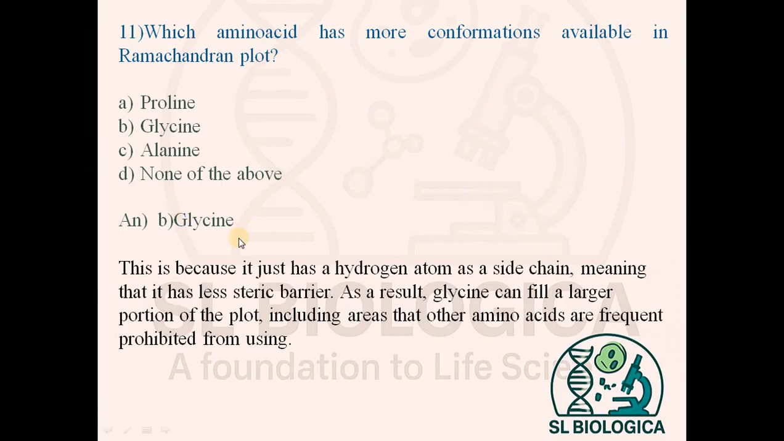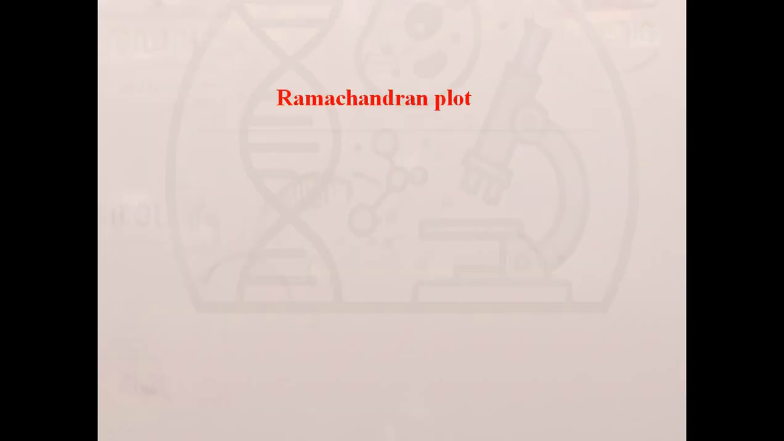It contains hydrogen as the side chain, so it will show less steric interference. This is because it just has a hydrogen atom as a side chain, meaning that it has less steric barrier. As a result, glycine can fill a larger portion of the plot, including areas that other amino acids are frequently prohibited from using. Okay. So what do we mean by the Ramachandran plot?